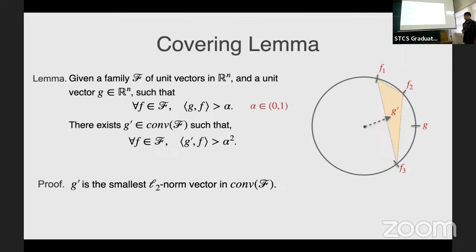But what if 0 was in the convex hull? What happens in that case? Well, in this case, if I just take the smallest L2 norm vector, that's not going to give me anything. No, the hypothesis won't hold because alpha won't be 0. If 0 is in a convex hull, then alpha.